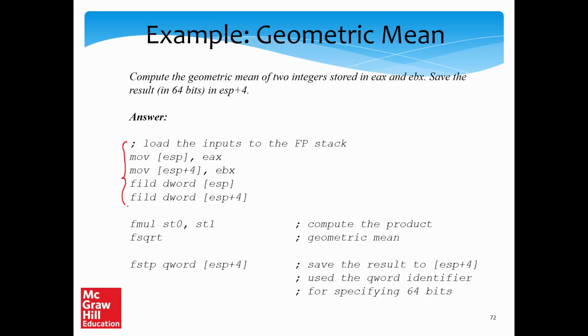So this part remains exactly the same, where we read in the floating point numbers from these two registers. These two registers contain integers. They are converted to floating point numbers and stored on the floating point stack. Subsequently, instead of an FADD, we multiply them, so ST0 contains the product of ST0 and ST1. We compute the square root, so ST0 contains the square root of ST0. And then the last line is exactly the same, where we again store it. We use the QWORD identifier to ensure that the result is 64 bits, and we store it at the memory address ESP plus 4.